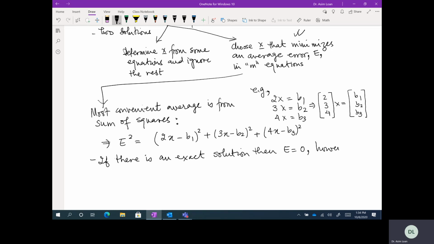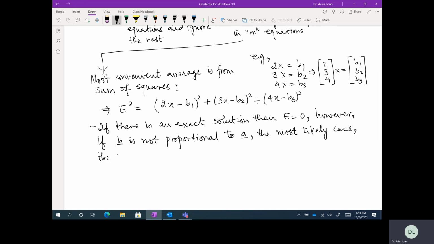However, if b is not proportional to A, meaning not along A, which is the most likely case, then the minimum error is at the lowest point, where the derivative is zero.